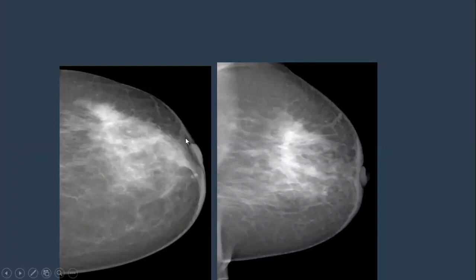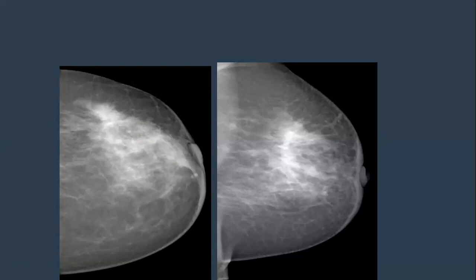It's taken almost a quadrant. Yes, a large area. So this is global asymmetry with associated architectural distortion, or there is architectural distortion associated with global asymmetry, and trabecular thickening and skin thickening with associated nipple edema and retraction.